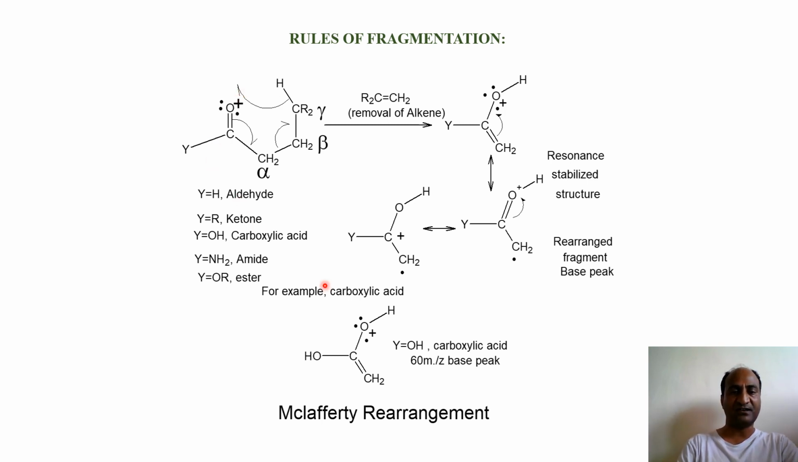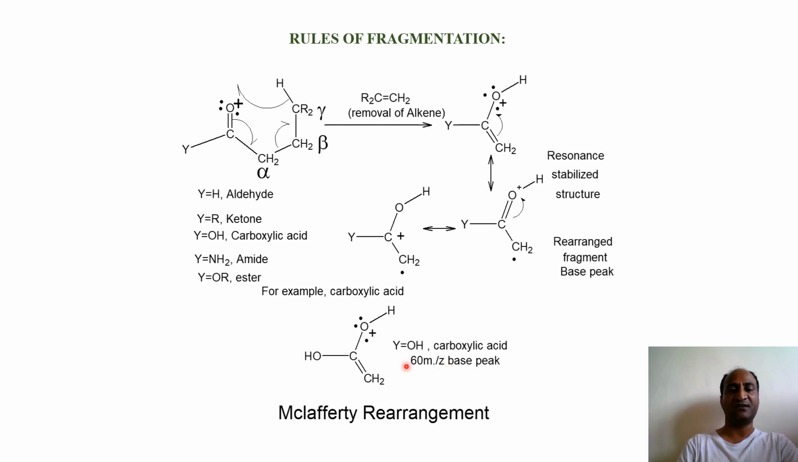For example, if we take a carboxylic acid, you replace this Y with OH. So it becomes a carboxylic acid. So with the OH placed here, we get the McLafferty fragment like this. Oxygen has 16, carbon has 12, and hydrogen has 1. So you go on adding all the atoms, you will get 60 mass by charge. So a carboxylic acid having a gamma hydrogen can give a McLafferty rearrangement fragment of 60 in the mass spectra, and this 60 behaves as the base peak.